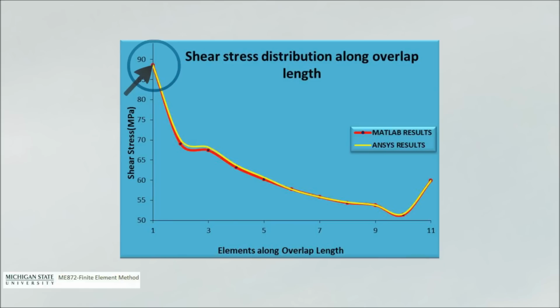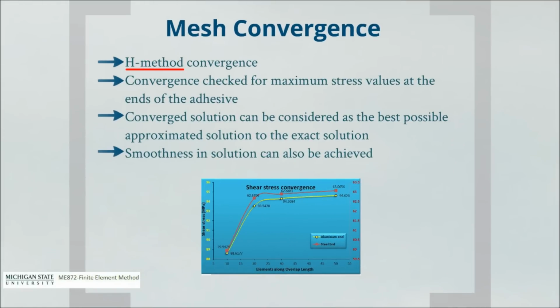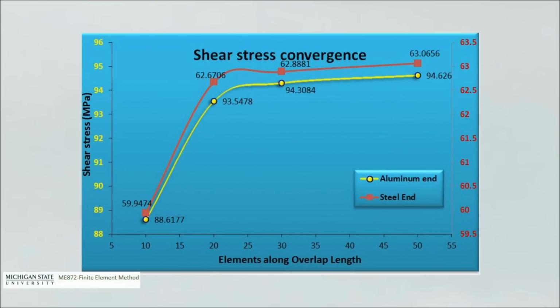This should be avoided. Therefore, mesh convergence is done to get a smoothness in solution by H refinement method. The density of element is increased along the overlap length to get a converged result by considering the stresses at the adhesive ends as variables. Graph shows the effect of mesh density. There is a significant difference in stress values between 10 and 30 elements, and the curve is much smoother afterwards. Therefore, we can assume the overlap length should have a minimum of 50 elements to get a best approximate solution.